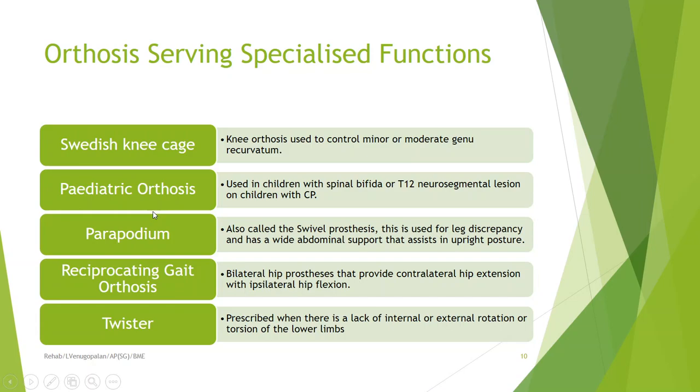So ipsilateral is the same side, contralateral is the opposite side. I am sure all of you know this by now. So while walking, one hip has to be extended. The hip of the leg that is planted on the ground would be extended, and the other hip, the hip that is in swing phase, would be flexed, right? So reciprocating gait orthosis would actually support this particular phenomenon, right? And then you finally have the twisters. So these are prescribed when there is a lack of internal or external rotation or torsion of the limbs, right? Like the name suggests, it helps in internal and external rotation of the limbs.